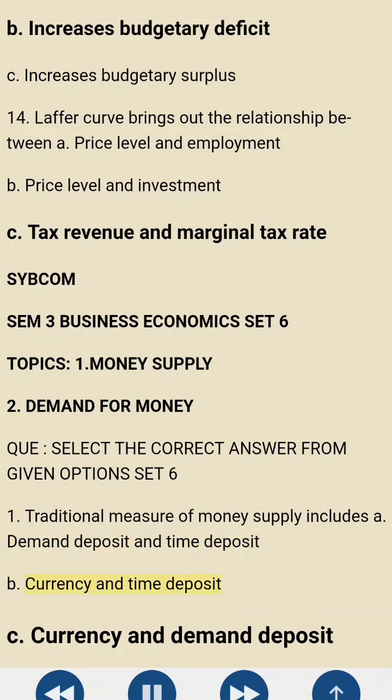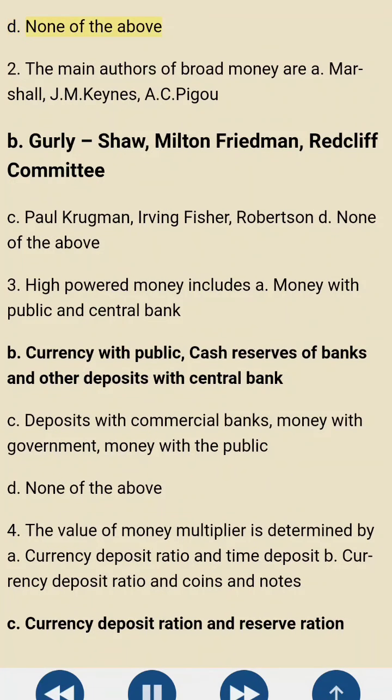B. Currency and time deposit. C. Currency and demand deposit. D. None of the above. 2. The main authors of broad money are A. Marshall, J. M. Keynes, Pigou. B. Gurley, Shaw, Milton Friedman, Radcliffe Committee. C. Paul Krugman, Irving Fisher, Robertson. D. None of the above.